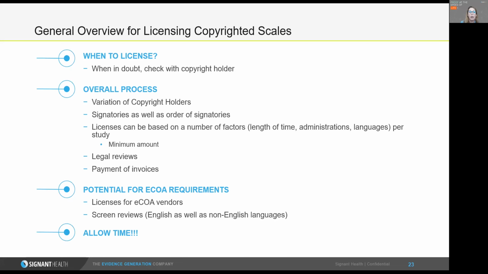Potential for ECOA requirements. Licensees for ECOA vendors: you might need to have a license as the ECOA vendor. So the sponsor might be handling licensing, but that ECOA vendor may have to be involved from a licensing perspective to at least sign the ECOA agreement. Michelle talked about these screen reviews. I'm not going to get too much into this, but this is possible as well. You have to find out from each of your copyright holders if they do require this type of review, and it's part of your license and permission. So again, allow time.